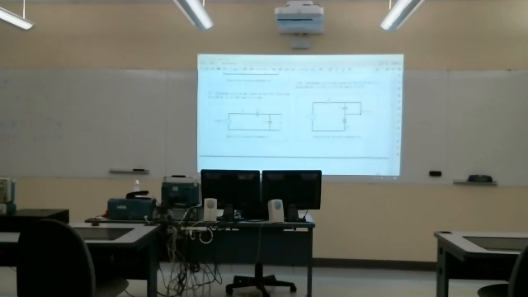So the output voltage in the Laplace domain is 50 over S plus 6. Do we need to do a partial fraction expansion on this thing? No, it's already, it won't get any simpler. There aren't multiple poles, there's only a single pole.